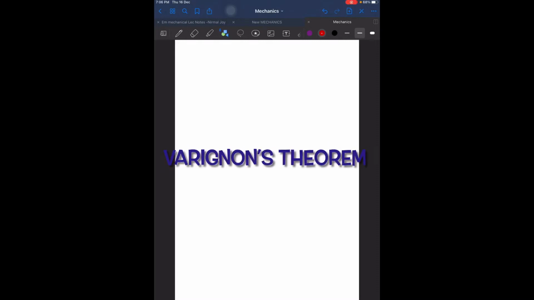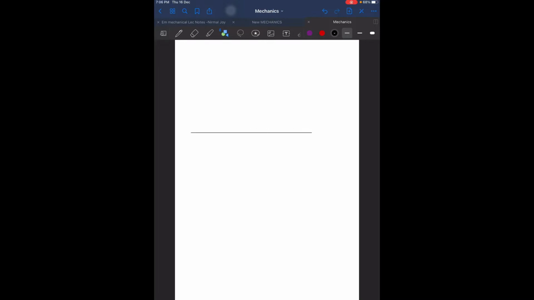Hi friends, I hope the concept of Varignon's theorem is clear to you. Now we shall see the proof of Varignon's theorem. For that, let me draw a horizontal line, and let me draw a vertical line also. And I'm going to mark this as y and x. You may mark it as v and h, vertical, horizontal also. For the time being, I'm going to take it as y and x.